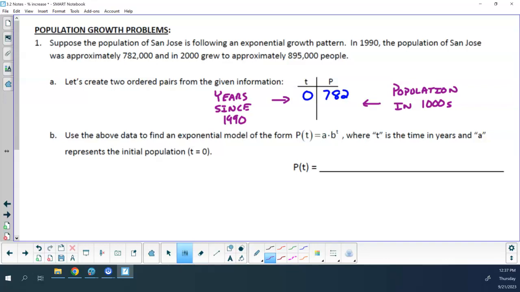So if that's the case, what would my second data point be? 10, 895.